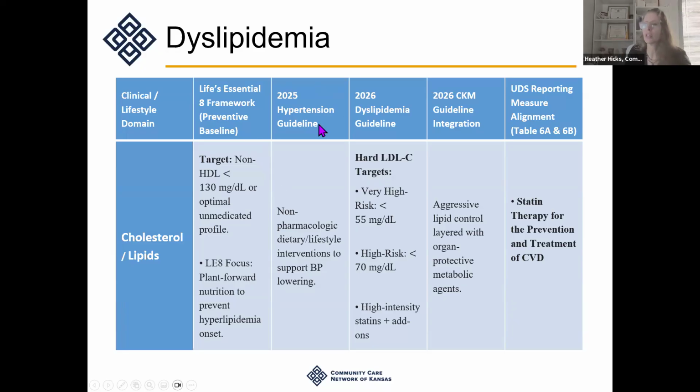The hypertension guidelines, these dietary and lifestyle interventions that we're talking about in Life's Essentials 8 and around cholesterol and lipid management, those lifestyle changes also support lowering blood pressure levels. And so by focusing on that side of things, we also have an additional impact on our blood pressure control. We do have the hard targets. These are the hard targets for the LDL-C in the dyslipidemia guidelines. Before it was kind of a percentage, so you could get a little fuzzy with it. This is a straight number.